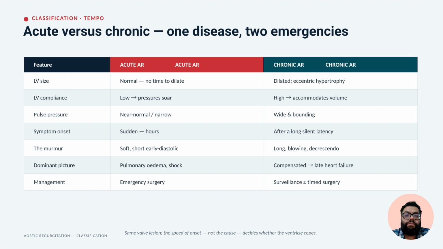Now the chronic column. Years of slow dilation give a big compliant ventricle that swallows an enormous regurgitant volume, generates those flamboyant bounding pulses, and stays comfortable for a decade. The trap for the unwary is that acute severe AR looks deceptively unimpressive at the bedside. Soft murmur, modest pulses, precisely because the ventricle has not had time to remodel. Same lesion, opposite examination, opposite urgency. Sort by tempo first, and everything else falls into place.